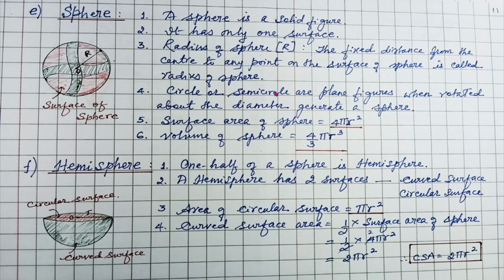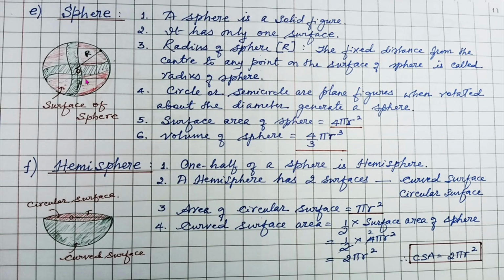The circle or a semicircle are plane figures. Remember this. Circle or a semicircle are plane figures. If you rotate a circle about its diameter, any diameter, and also a semicircle about its diameter, we get a solid figure known as a sphere. So the plane figures which generate a sphere are a circle and a semicircle.